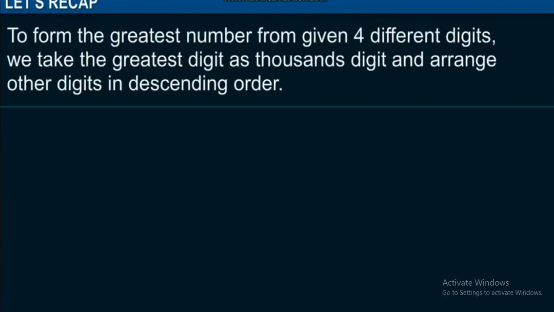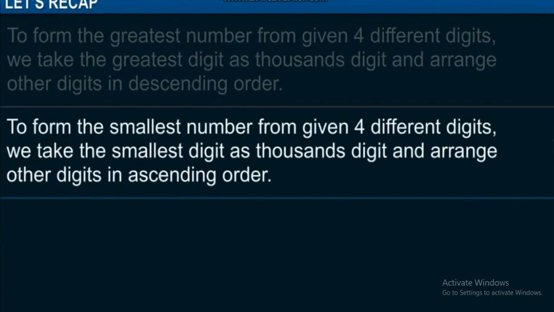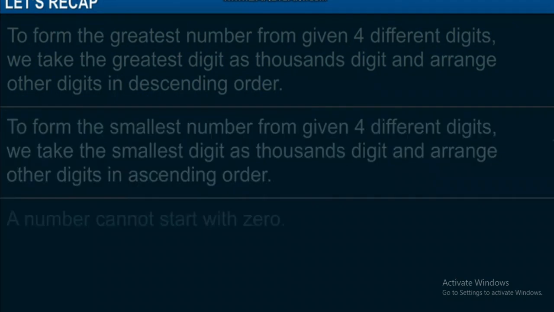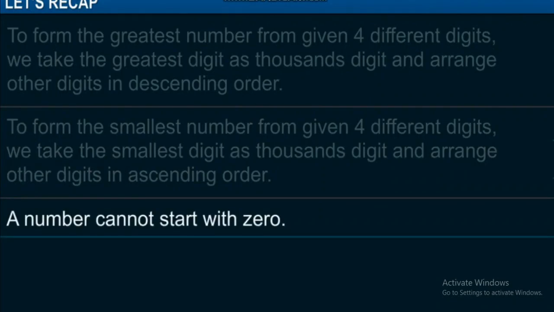In this module, you learnt that to form the greatest number from given 4 different digits, we take the greatest digit as thousands digit and arrange other digits in descending order. To form the smallest number from given 4 different digits, we take the smallest digit as thousands digit and arrange other digits in ascending order. A number cannot start with 0.